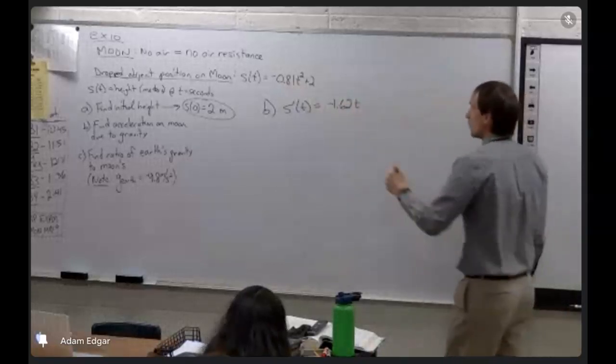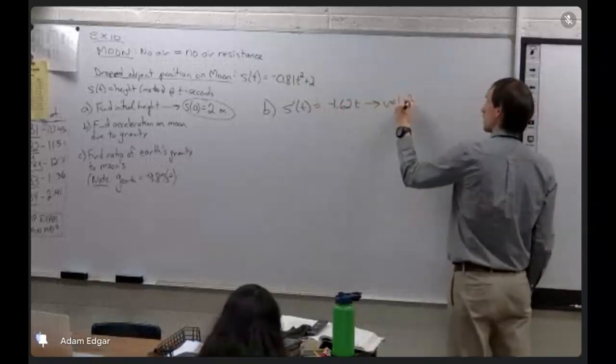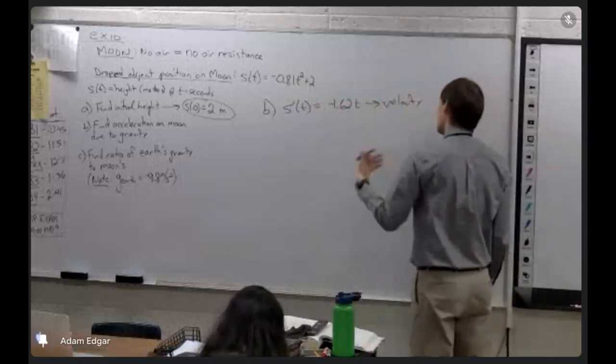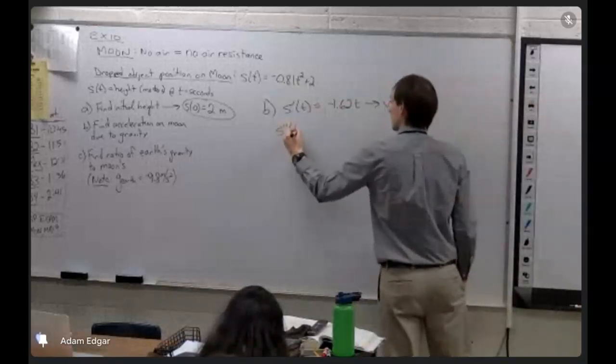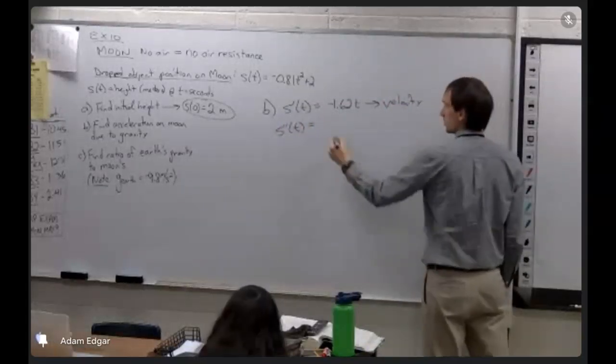And what did we say this is? Velocity. So to get acceleration, we take the derivative again. We call that the second derivative of position, s double prime. And what's that going to be? I'll stick with you.